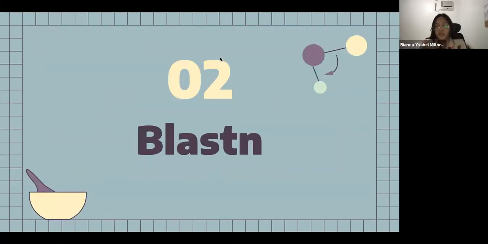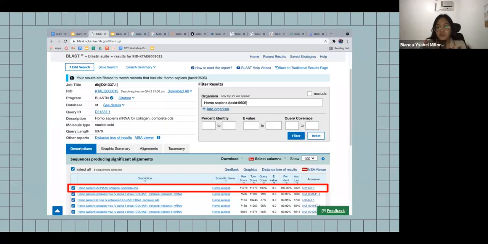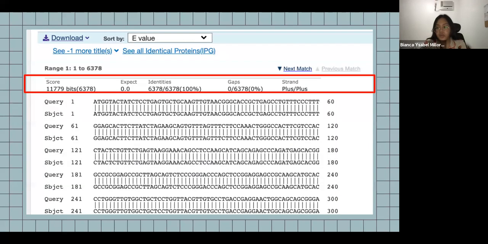Now we proceed with discussing the BLASTN of collagen. Here we have the results of the BLASTN interface of NCBI. To be specific, we'll be dealing with the mRNA of Homo sapiens as seen in the emphasized box. Our group chose the first result as it has the highest score, an expected value of 0, identity match of 100%, and a gap of 0, indicating that this shows the most significant alignment match.